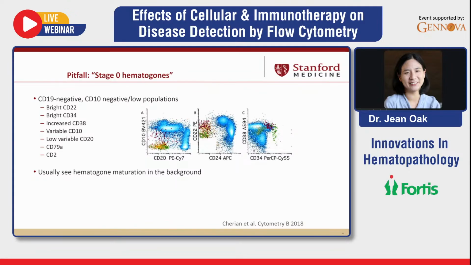So this population can trip people up if you're not aware of this entity, and you may be tempted to call this abnormal. Usually you will see this population in the background of normal hematogones, but it is important not to overcall these.